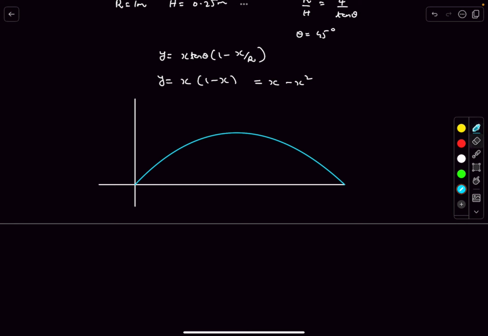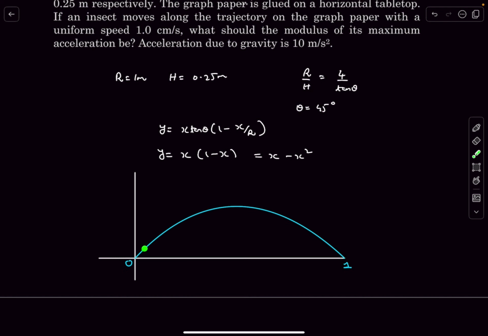So the plot would look something like this, and the roots of the parabola are x equal to 0 and x equal to 1. Now it's given that this is plotted on a graph paper and it's kept on a horizontal table, and an insect is walking on this parabolic trajectory with a uniform speed of 1 centimeter per second.